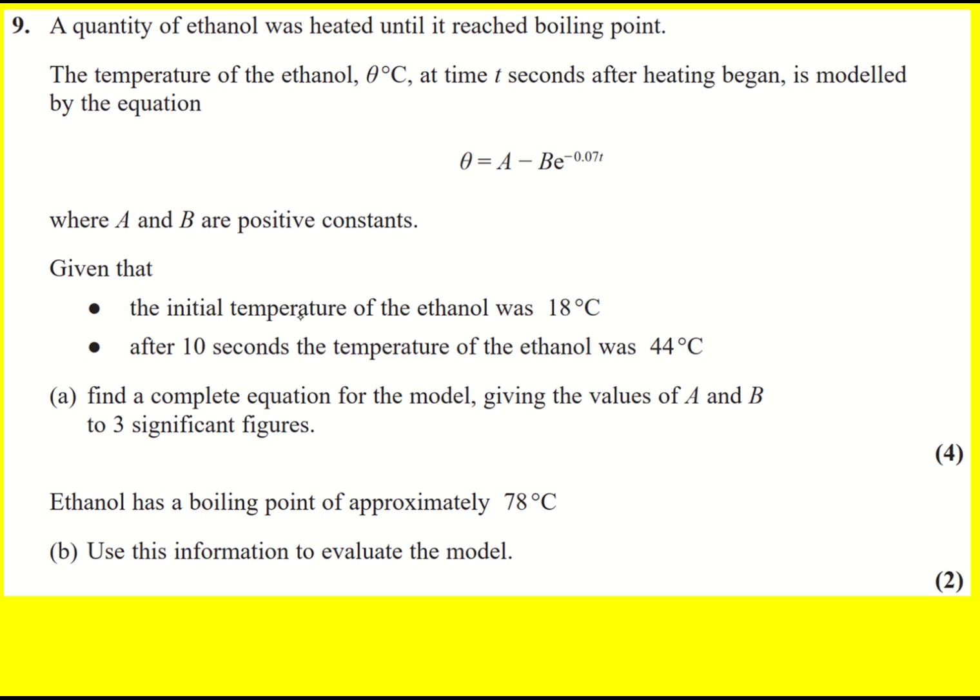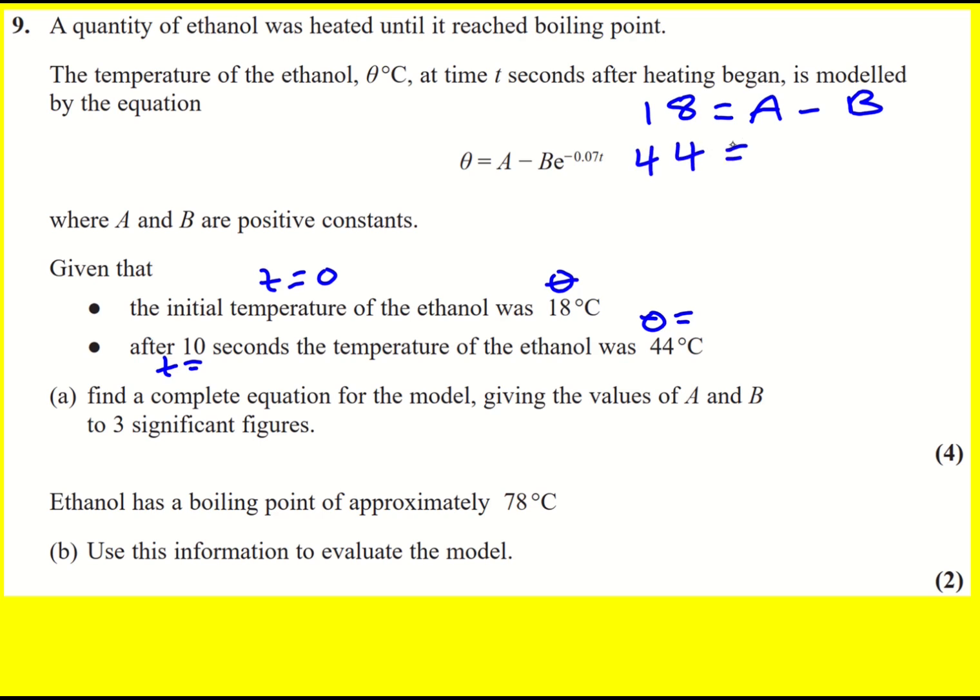We're told two conditions: initial temperature, that's when t is 0, the temperature was 18, and after 10 seconds, so t is 10, the ethanol was 44. Find a complete equation for the model giving A and B to three significant figures. So we can sub in. First of all, I'm going to sub in t is 0 to give me 18 equals A minus B, because e to the power of 0 is just 1. We can see where we're going with this. We're going to get some simultaneous equations.